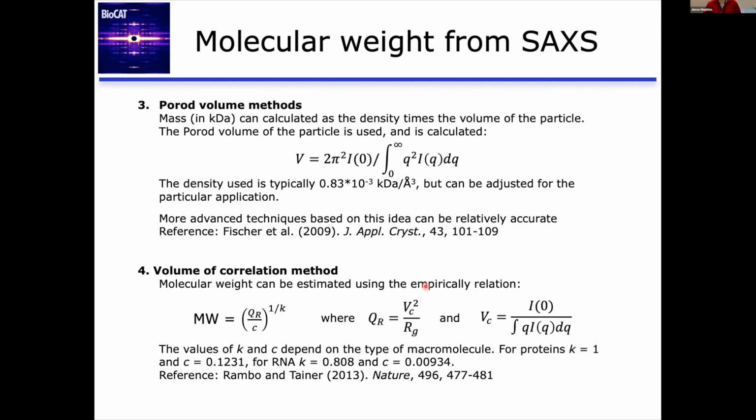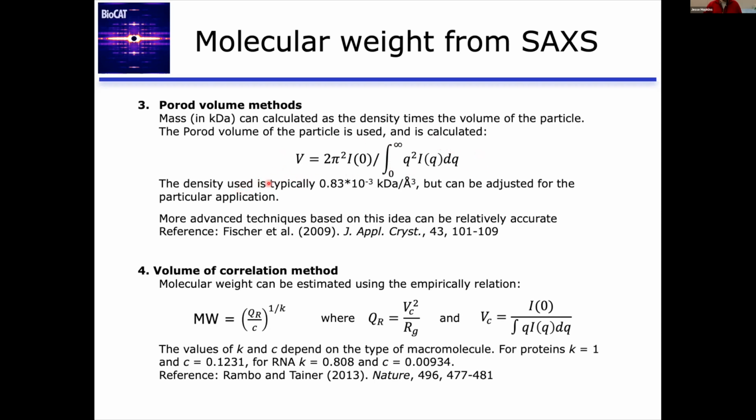So now I want to switch over to the concentration-independent methods. There's 6 total methods, 4 of these that I'm going to highlight. The first, there's actually multiple methods, but I'm grouping them all into one. They're what are called Porod volume methods. It turns out that mass can be calculated as density times the volume of the particle. And you can calculate what's called the Porod volume, which is the volume of the particle in solution, using this equation here.